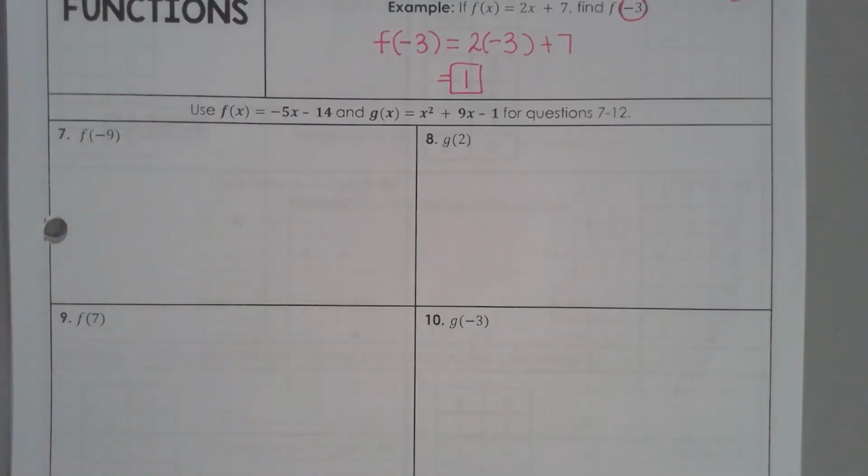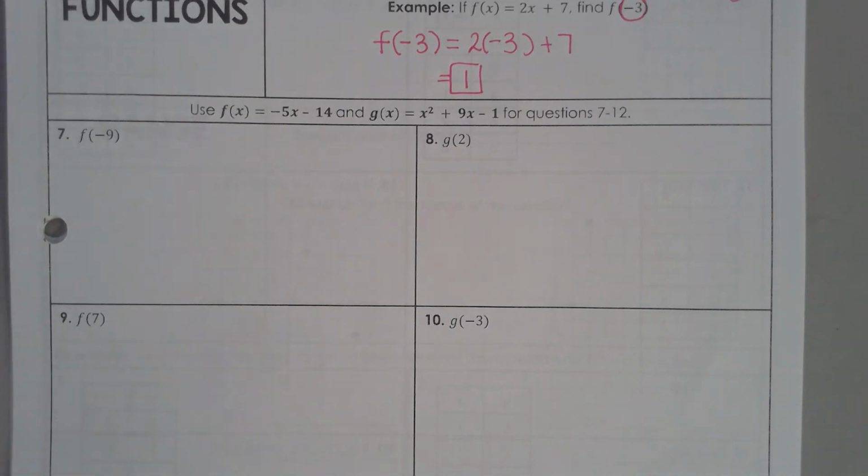If you look in the direction, I have 2 different functions. I have one that's f of x and one that's g of x. You can have any letter you want. It doesn't have to be f. And you'll see that a lot because we might have 2 different ones, and that tells them apart. So see how number 7, we're finding f of negative 9, but number 8 is g of 2. So that tells you which function you're going to plug it in for.